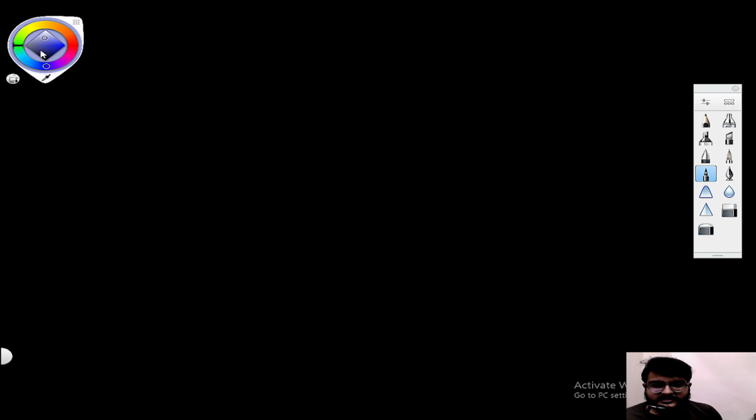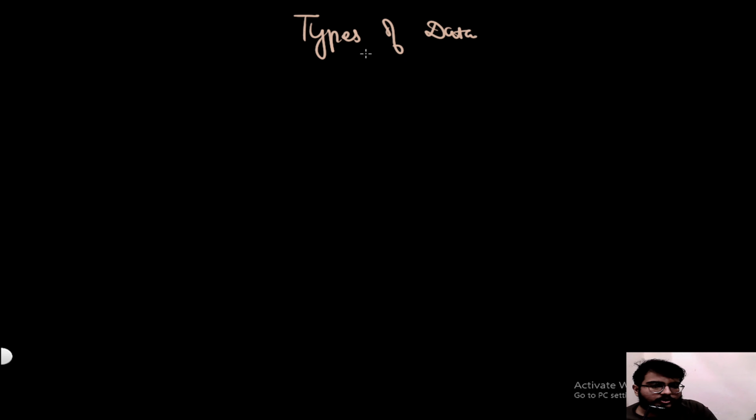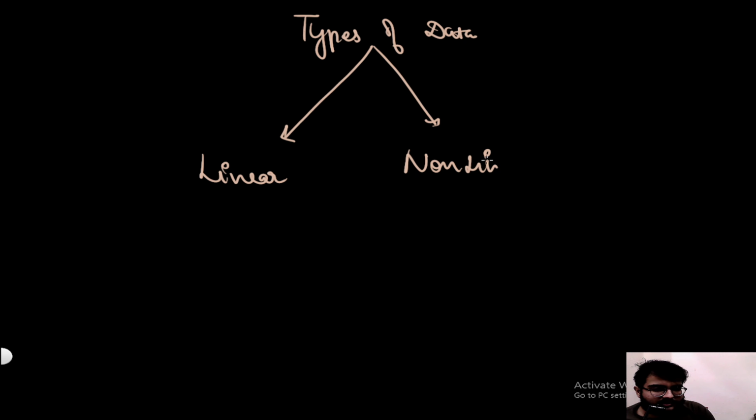So now we will proceed with our course. Let me first change the color to red. Perfect. Now let's think of types of data structure first. There are basically two types of data structures. One is linear data structure, and the other one is non-linear data structure.